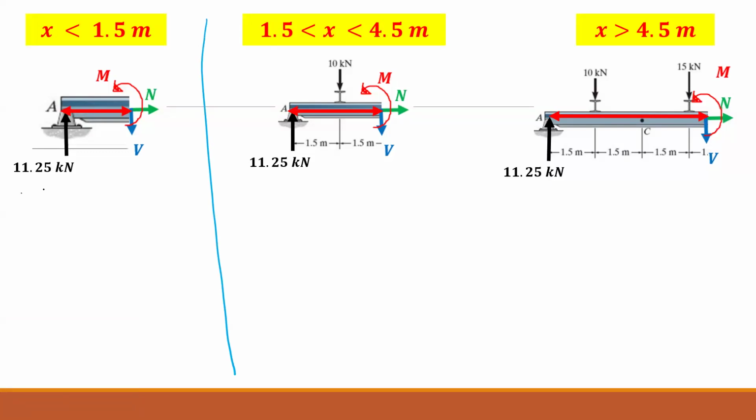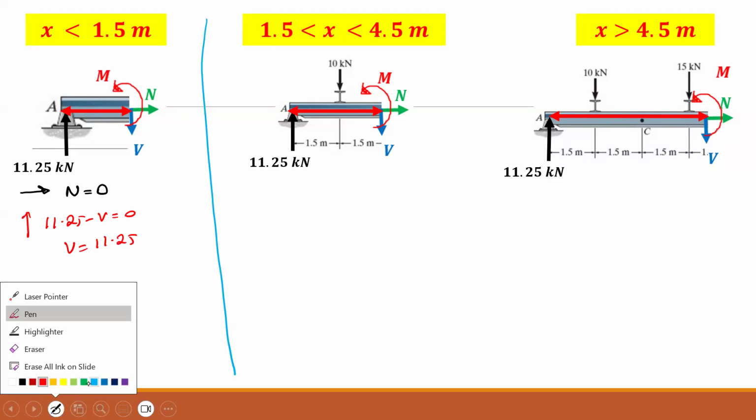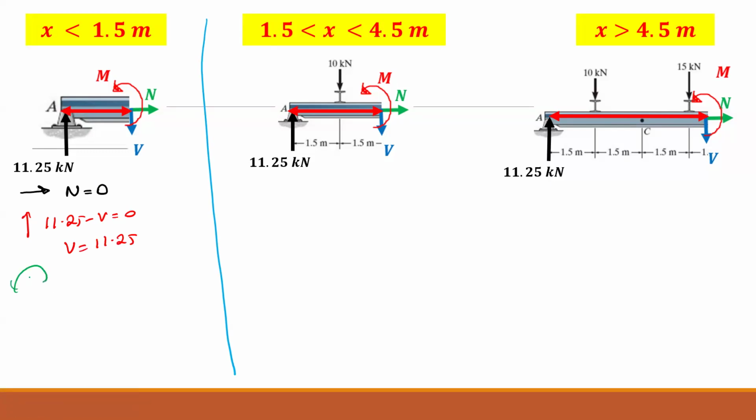Now considering the three sections, let's take the first section and find these numbers. If I consider all the forces in the x direction, I can say N is equal to 0. And if I take all the forces in the vertical direction, I can say 11.25 minus V is 0. So V is equal to 11.25. Am I right? If I take the moment about A, I told you to take it always from the left-hand corner. I can say M minus Vx is equal to 0. Why do I put Vx? Because this distance is x. So I can say M is equal to Vx.